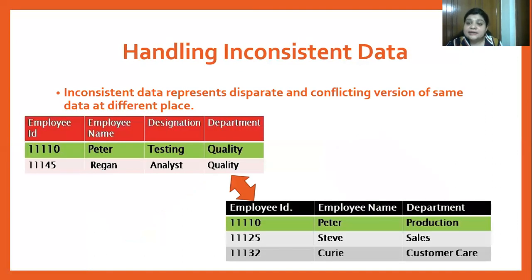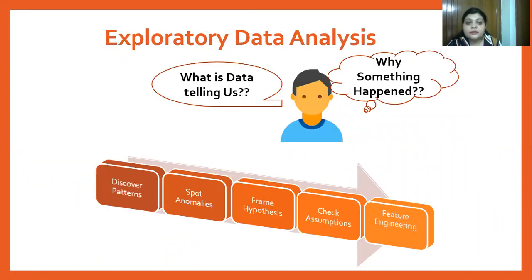Next is handling inconsistent data. Let's say we are maintaining a database in which we have an employee named Peter with employee ID 11110, and the designation is testing. In one table, we have stored the department as quality, and in another table, we have stored the department as production. So there is an inconsistency in data for a single employee. A single employee cannot work in two departments. So this is inconsistent data.